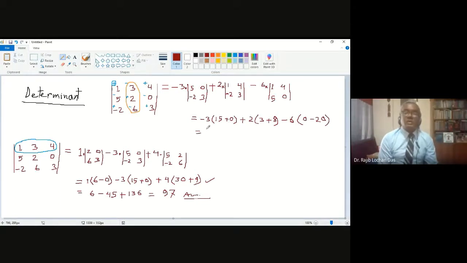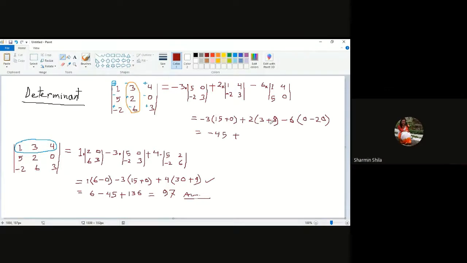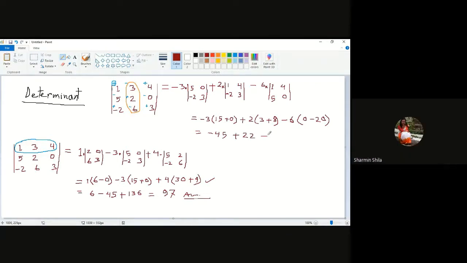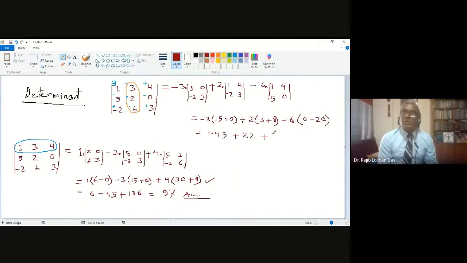What are you getting here? Minus 45, plus 22, and then plus 120. 80 plus 120. Answer. So what is happening here? So same answer. 142 minus 45, so 97.